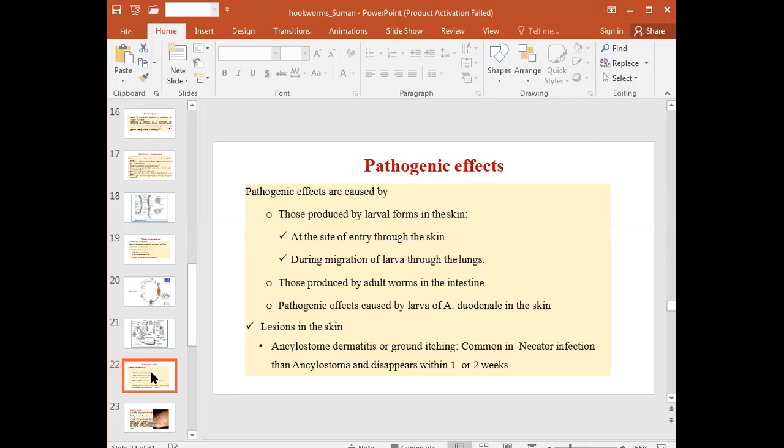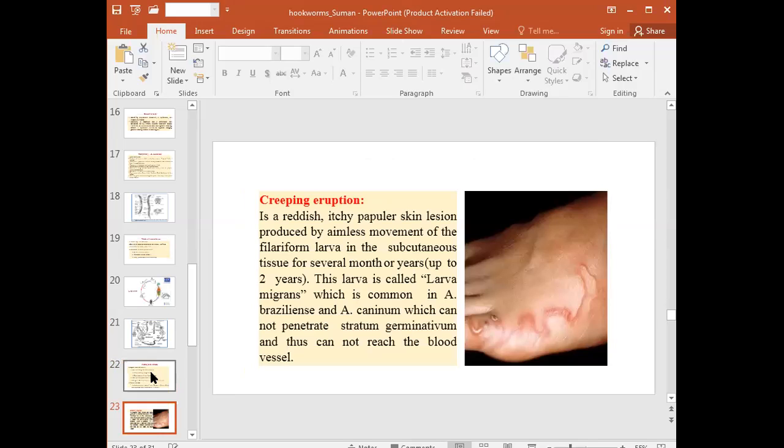So what are the first symptoms? The first symptoms are some skin lesions. Ancylostoma duodenale will cause some skin lesions, and mostly these lesions are itchy. Within 1 or 2 weeks of the infection of Ancylostoma, they will develop some lesions. Creeping eruption is a typical type of lesion. It is a reddish, itchy, papular skin lesion produced by the aimless movement of the filariform larva.